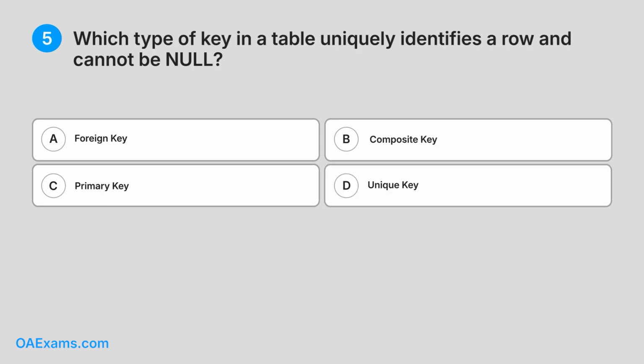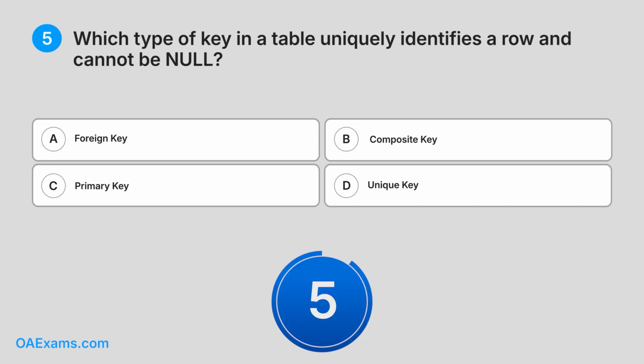5. Which type of key in a table uniquely identifies a row and cannot be null? A. Foreign key. B. Composite key. C. Primary key. D. Unique key. Do you know the answer?